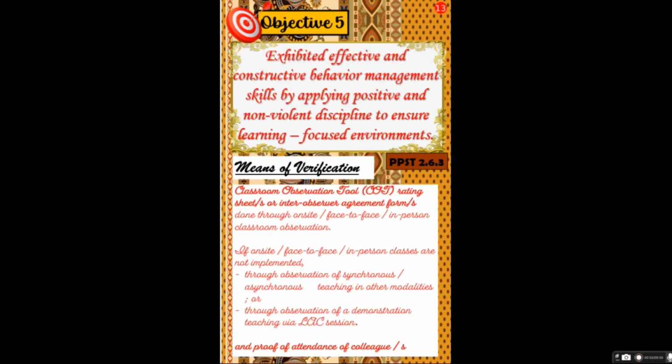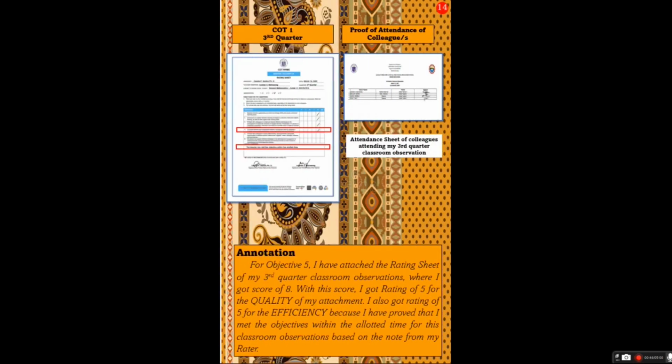Next one, objective number 5: exhibited effective and constructive behavior management skills by applying positive and nonviolent discipline to ensure a learning-focused environment. Our attachment for this is our COT rating sheet for the third quarter, highlighting our score and the note from our observer that we have met the objective within the allotted time, and of course, the proof of attendance of colleagues. So, parehas lang po ang annotation nito sa objective number 4, kasi parehas lang silang third quarter classroom observation rating sheet.